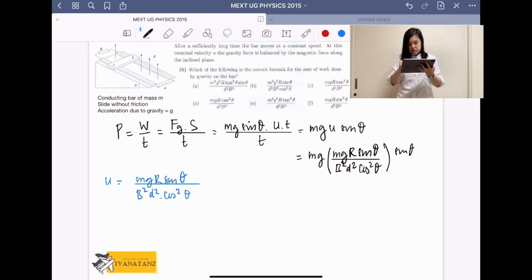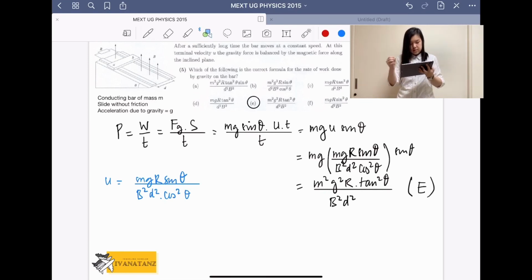Now we have m square g square R, sine square over cosine square, which is just tangent square, divided by B square d square. So the answer is E. Thank you for watching. Good luck for your exam.